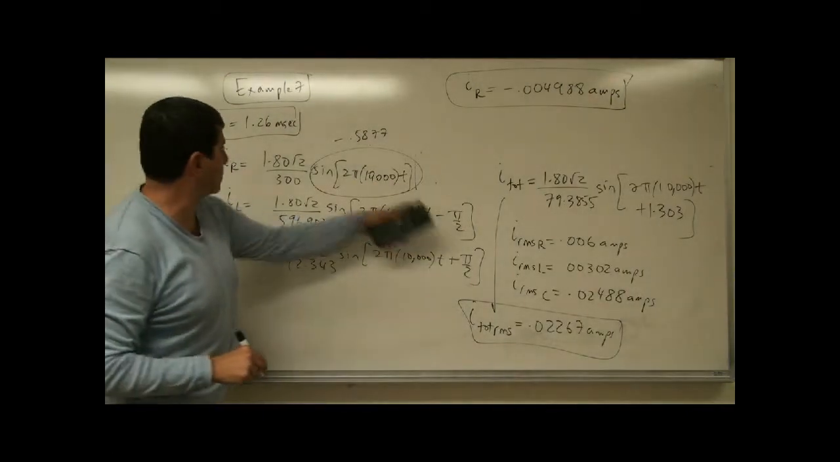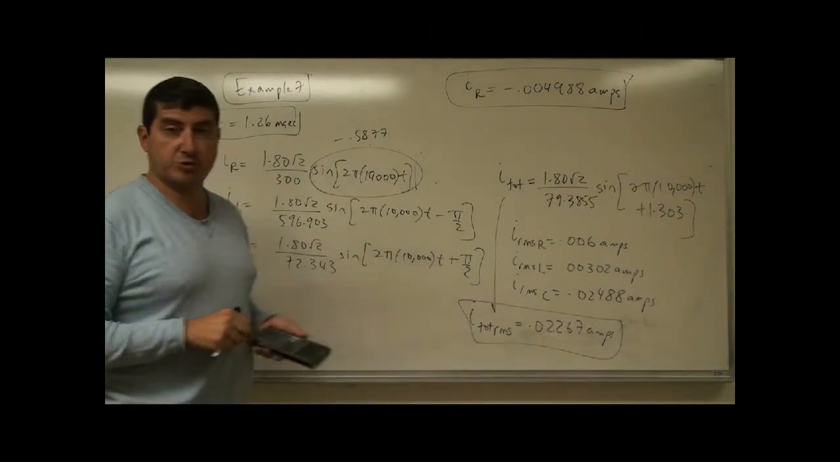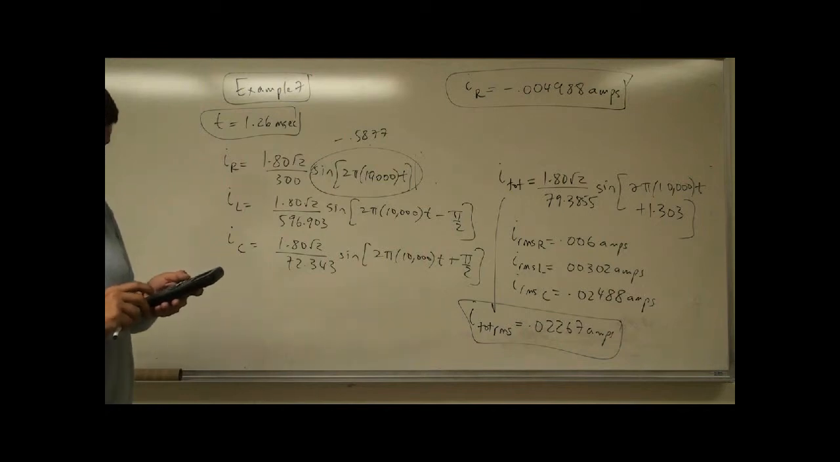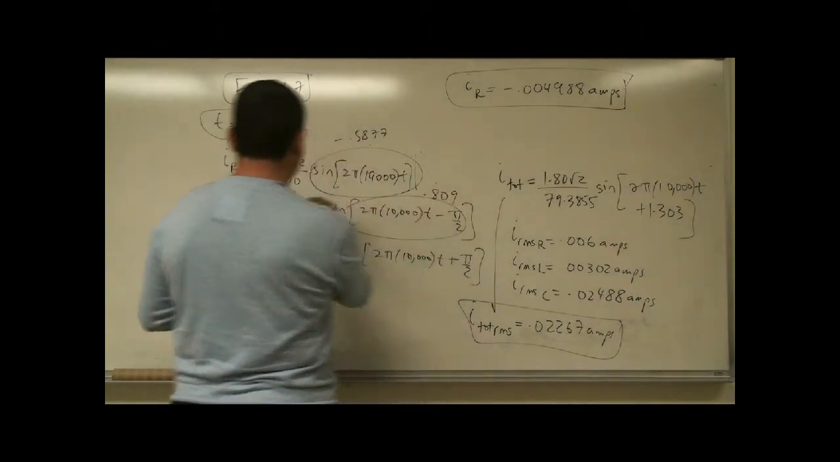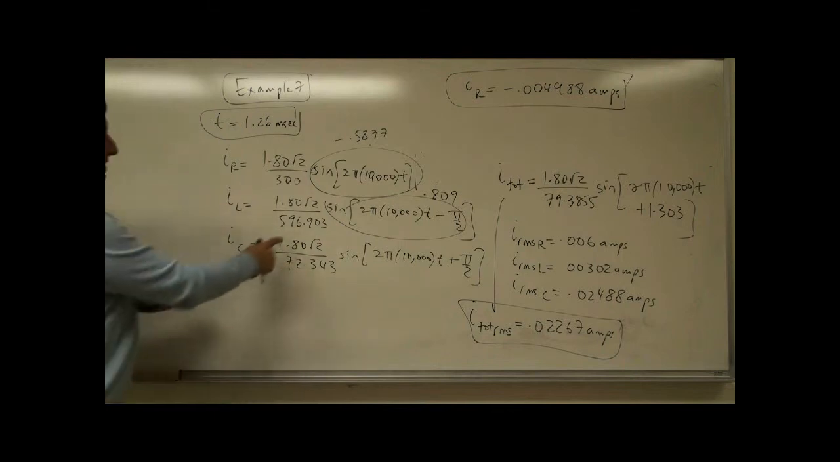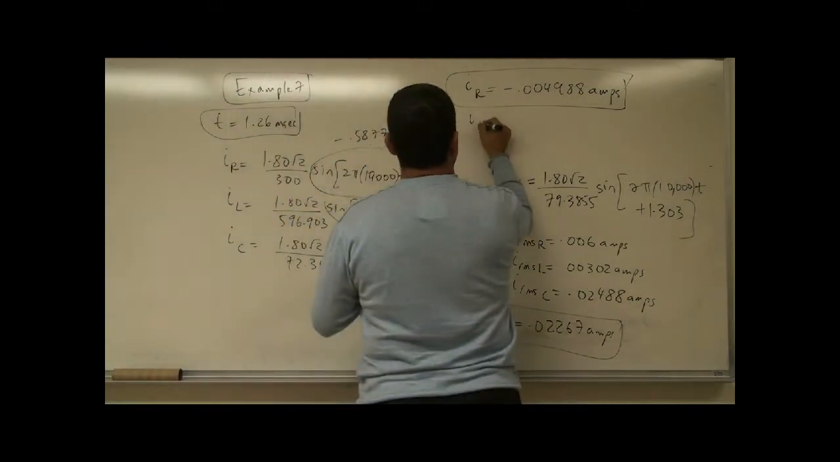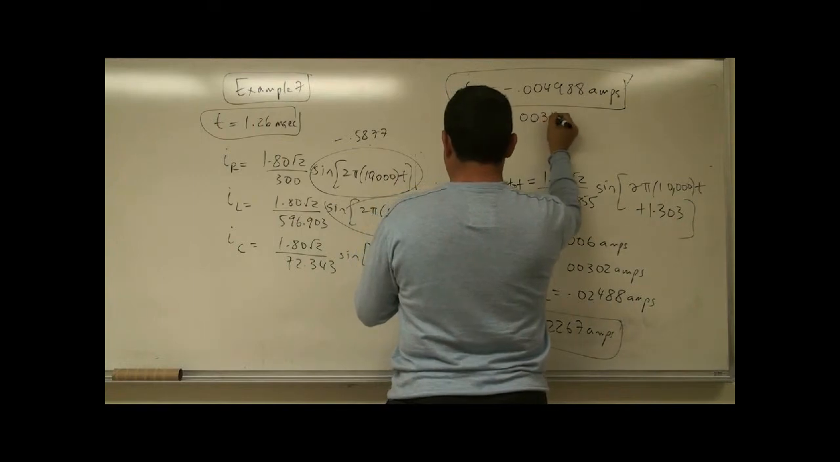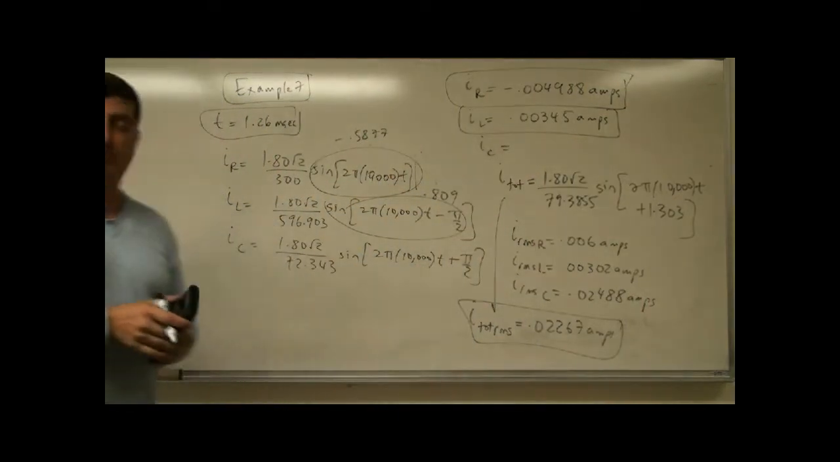At that instantaneous point in time, what's the current in the inductor? Take the 1.26 milliseconds, put it into here. The difference is now you're going to subtract pi over 2. So this part comes out to be 0.809. Then you multiply it by 1.80 times 2 to the power of 0.5 divided by 596.903. And you get the current in the inductor, 0.00345 amps.